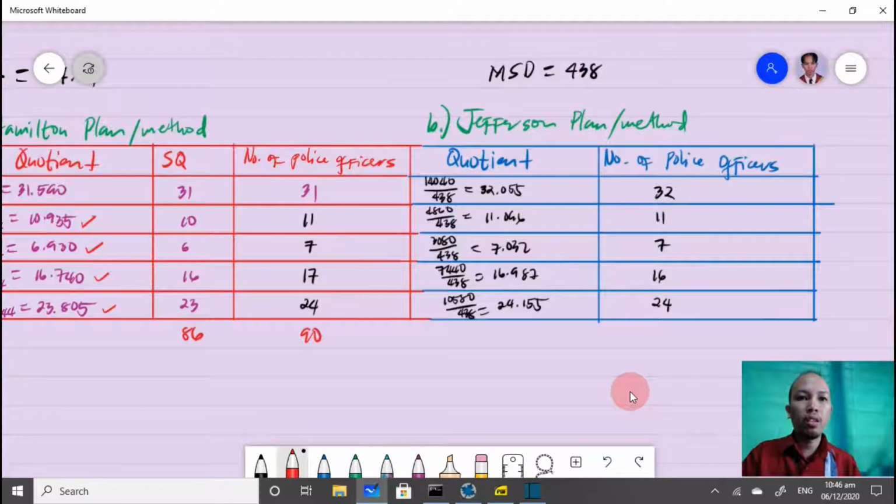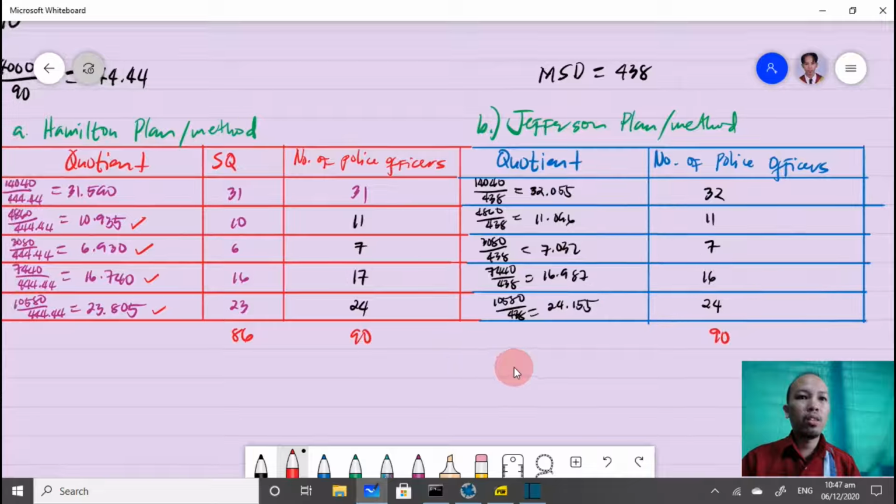Notice that Valencia will be decreased to 16, and Maramag moves up to 32, as you can see here. So there's really a difference between the Hamilton and Jefferson plan in this example.